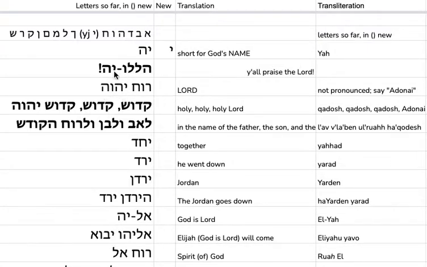Okay, but it really comes from the to be verb. It means the one who is, right? This is the revelation that the Lord gave to Moses at the burning bush.